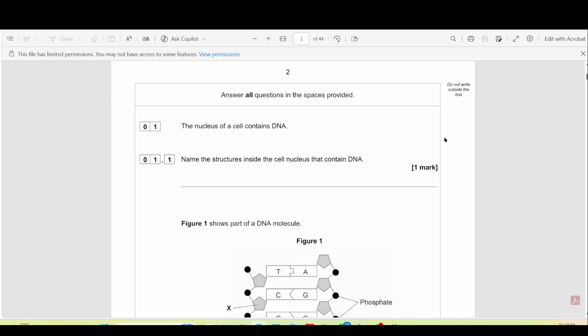Yeah, here we have question 1. Name the structures inside the cell nucleus that contain DNA. Chromosomes. Yes, exactly.